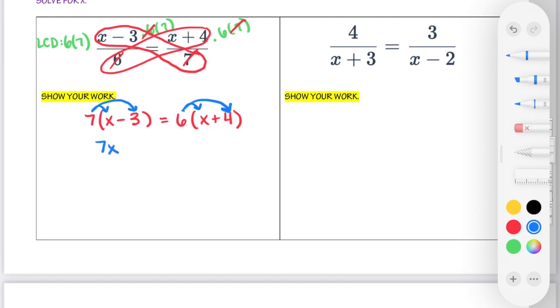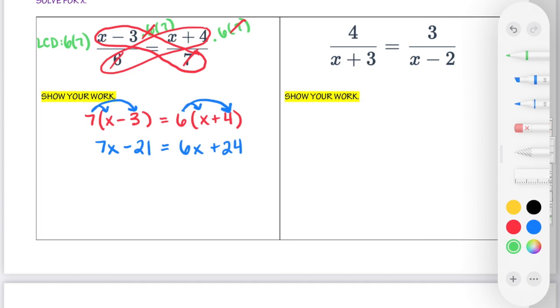So 7 times x gives me 7x. 7 times negative 3 gives me negative 21. 6 times x gives me 6x. 6 times 4 gives me 24. Now I have to solve for x. I have x's on both sides, so I'm going to need to move.